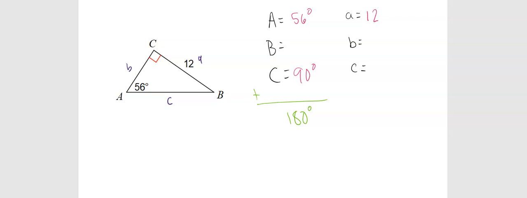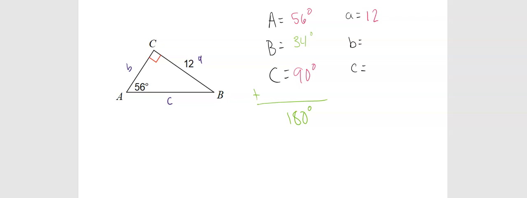Well, let's see. 6 and 4 is going to give me 10. 5 and 3 is 8. So 34 would give me 90. Or you could just do 180 minus 90 minus 56, and you will end up with 34 degrees. Whatever way works better for you. But I gotta find b and c.